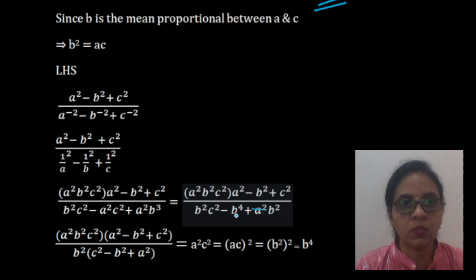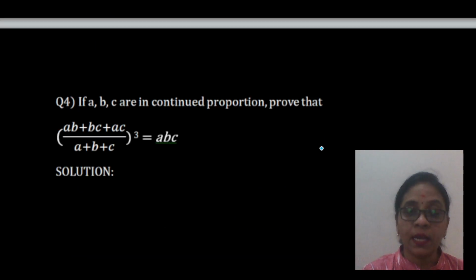This is the solution. B is the mean proportion between a and c, and therefore we have it like this. If a, b, c are in continued proportion, here also a, b, c are in continued proportion, prove that (ab + bc + ac)/(a + b + c)³ is equal to abc. Children, all three mean the same: mean proportion, geometric mean, continued proportion.